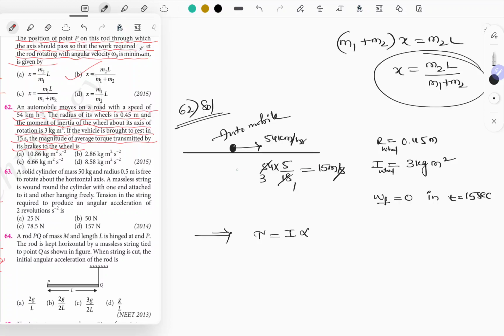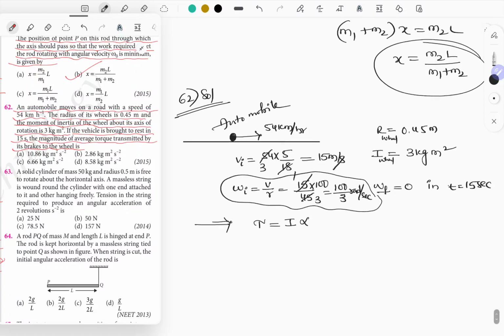Initially they are given an initial velocity equal to 15 meter per second. Convert that into initial angular velocity, which is v by r. That's the formula. It is 15 divided by r, which is 0.45, nothing but 45 divided by 100. That gives 100 by 3 radian per second as the initial angular velocity. So this is how you have to convert. This conversion is more important.